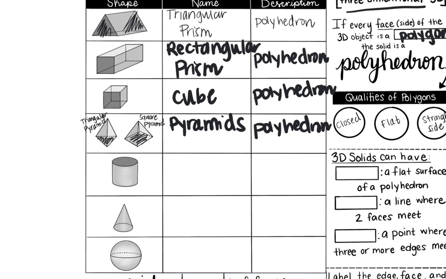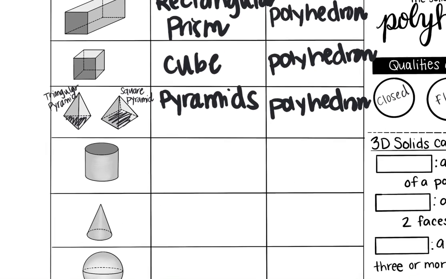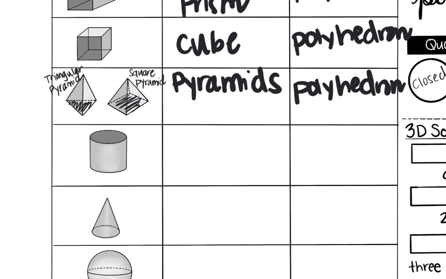Okay, what about this next one? Well, we haven't talked about this one, but if both of your bases are circles and they're connected to each other, this is called a cylinder.